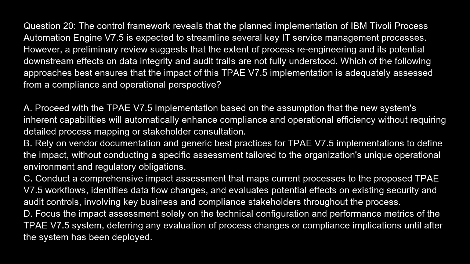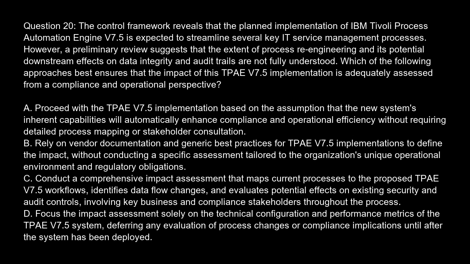Proceed with the TPv7.5 implementation based on the assumption that the new system's inherent capabilities will automatically enhance compliance and operational efficiency without requiring detailed process mapping or stakeholder consultation. Option B. Rely on vendor documentation and generic best practices for TPv7.5 implementations to define the impact, without conducting a specific assessment tailored to the organization's unique operational environment and regulatory obligations.